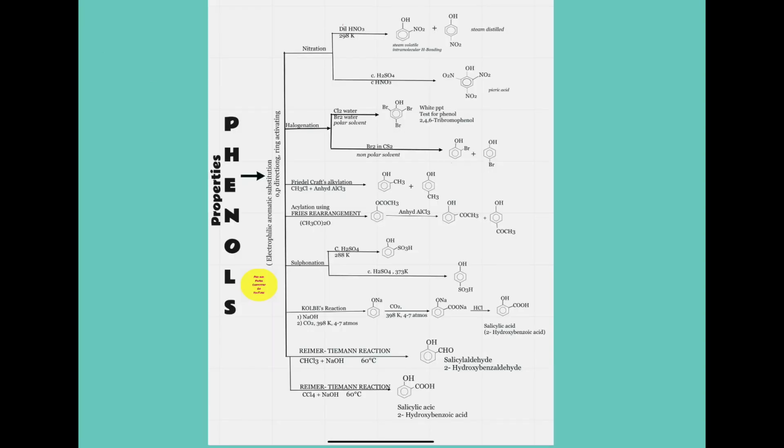So let us put a tick on what all we've done so far. Yes, we've done nitration, we've done halogenation, Friedel-Crafts alkylation, Fries rearrangement, sulfonation done. We are now left with two very, very important reactions, the Kolbe's reaction and the Reimer-Tiemann reaction. And we are going to continue with that in the next video.